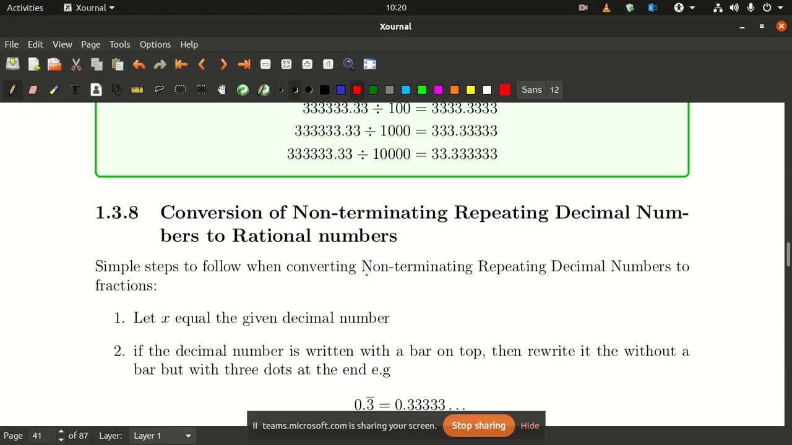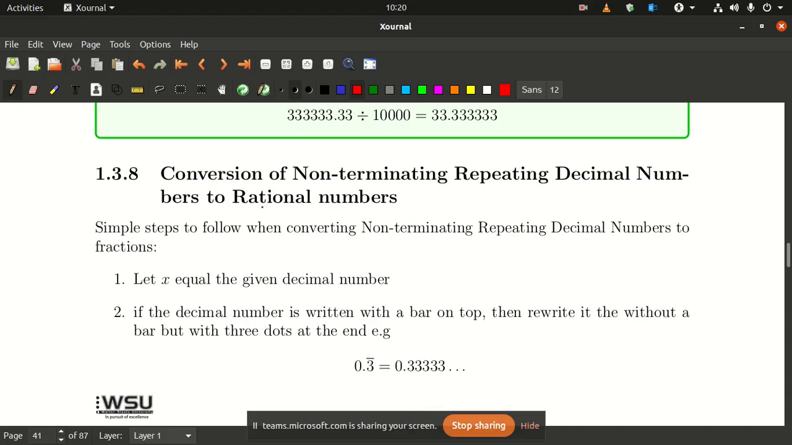The interesting part. Now, these are the simple steps that you have to write to convert non-terminating repeating decimals. Just to say repeating, you can see after the decimal that you are getting 3. There is a repetition that happens after the decimals. But we have 3 dots here, which means that we continue. We don't stop. We have these 3 until the end. Now, these ones here, how do we convert them?